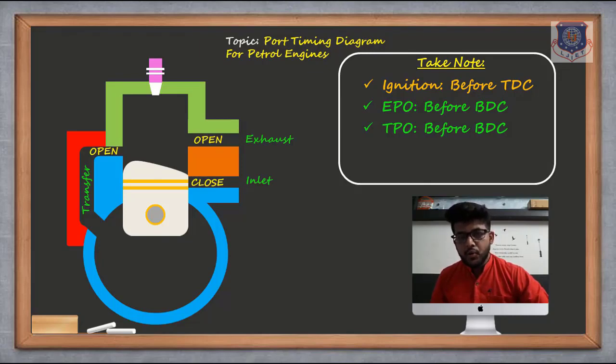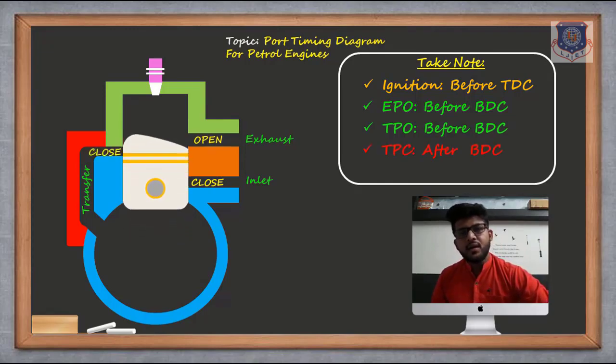Right now the two ports are open, so I have written here: exhaust port is opened before reaching BDC and transfer port is opened before reaching BDC, and thereafter the piston will reach BDC. So let's see the next stroke. In this case, the piston will slightly come upside. Now compression is started. The piston will come slightly upside.